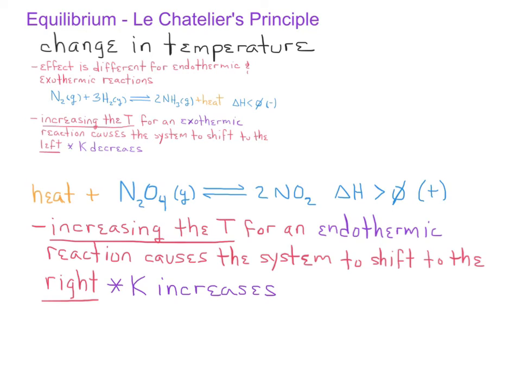Now, it's important to remember that the only time the equilibrium constant will change is if there's a change in the temperature for a system at equilibrium. Changes in the concentration of reactants or products, or changes in the volume or pressure of a system at equilibrium will not change the equilibrium constant.